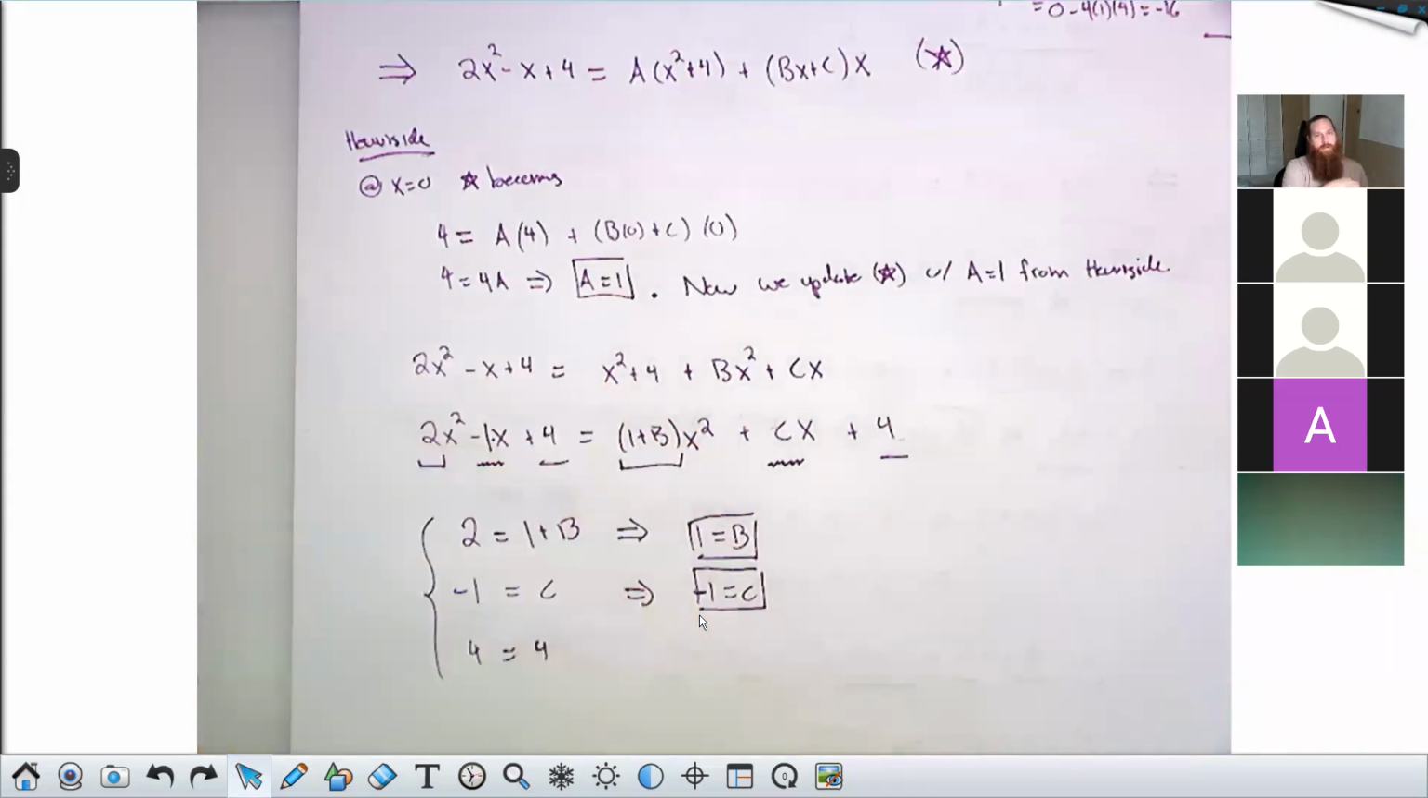So that's it. Now I've got A, B, and C. I got A from Heaviside, and then I had to fall back on the methods of last week to get B and C. That's because of the irreducible quadratic factor. So if you have a repeated factor or an irreducible quadratic factor, Heaviside won't get you everything. But it will still make your life easier.